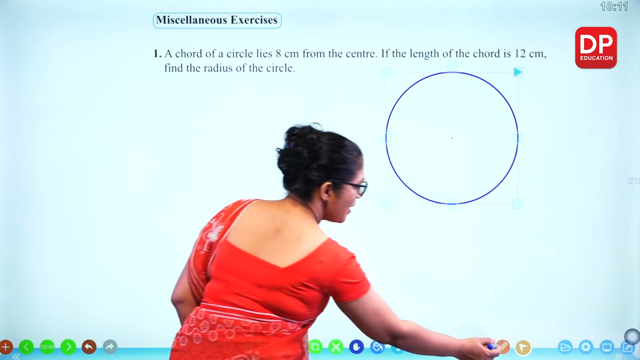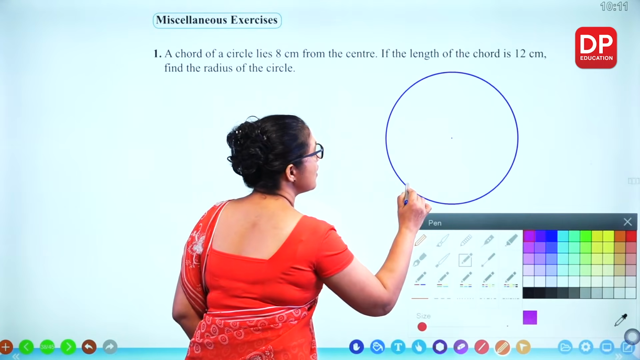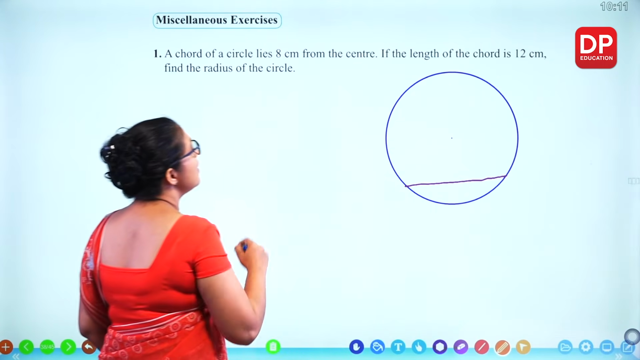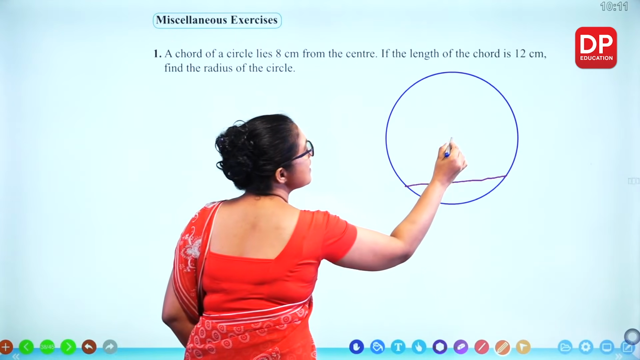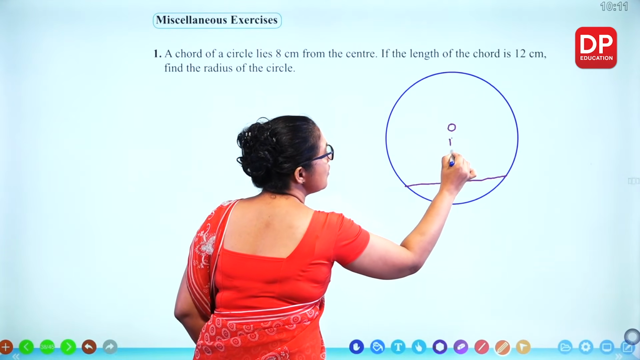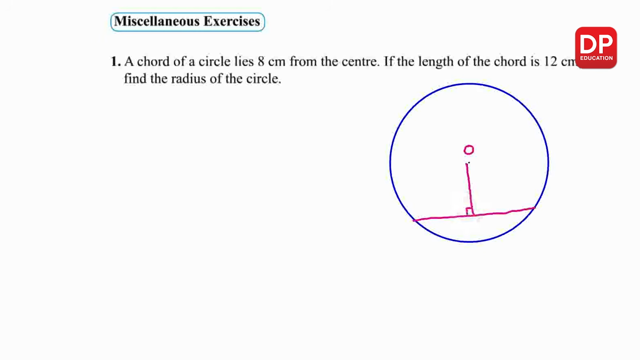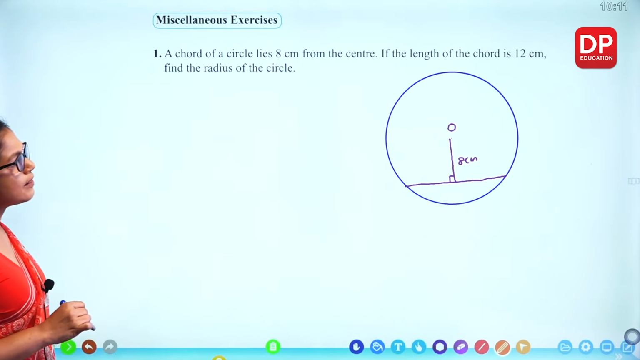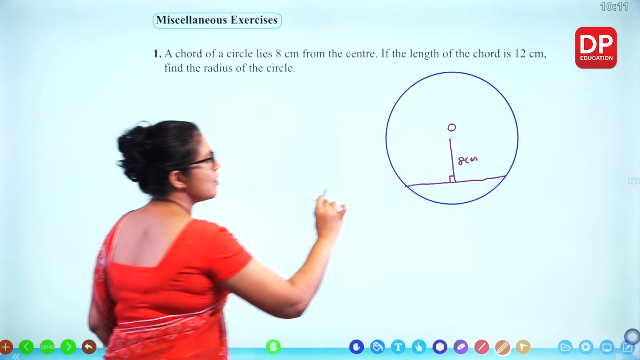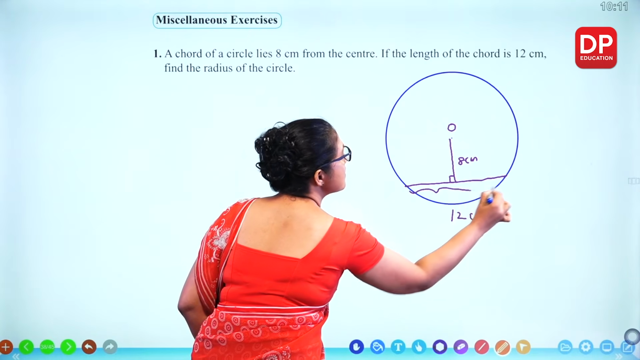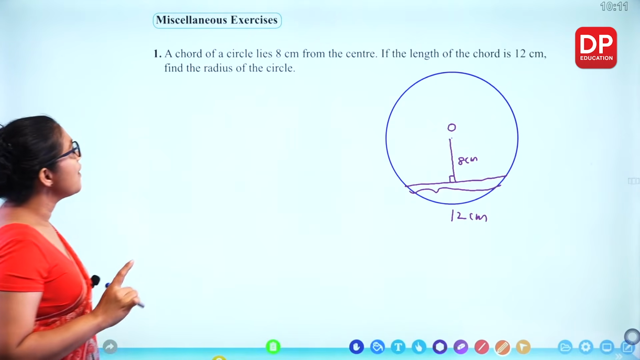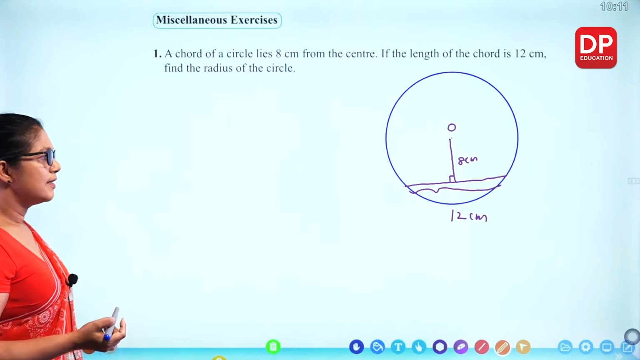So when you want to mark this, we'll take this as the chord. This is 8 centimeters from the center. If the center is this, then this perpendicular distance is given as 8 centimeters. If the length of the chord is 12, so this whole length is 12 centimeters, find the radius of the circle.